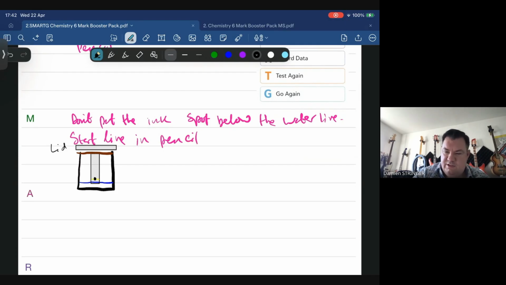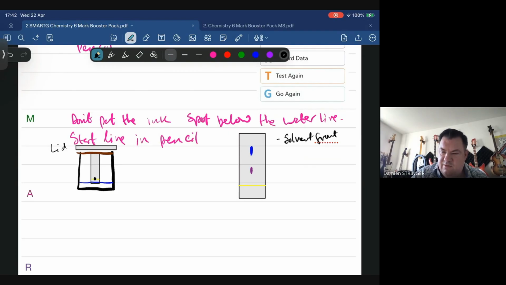And when you've done, you should end up with no dot anymore because the dot's moved. You still have your start line, and whatever colours are in it. We've no idea what's in it, but maybe it's a purple. Normally you get a streaky kind of purple. Maybe it's a blue mixed together. And what you need to do is mark on where your solvent front is. So this is all part of the method.